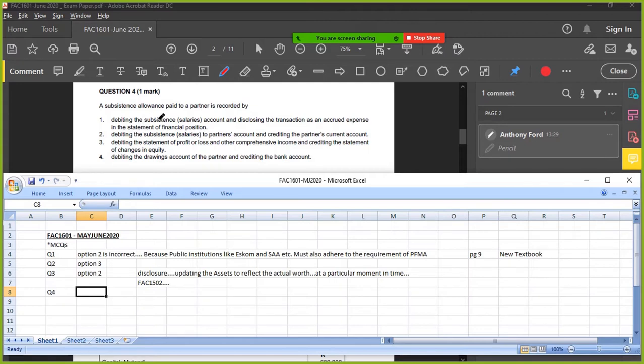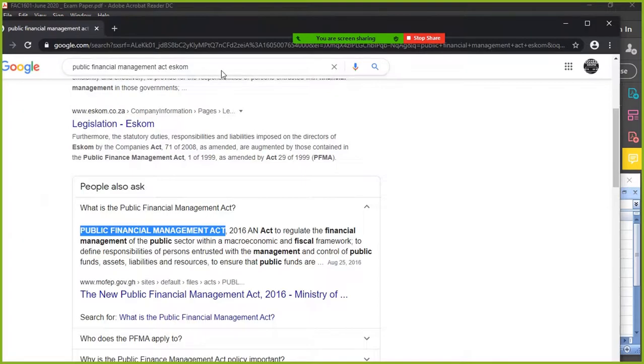A subsistence allowance paid to a partner is recorded by. Okay, so subsistence refers to something domestic, for their own purposes, for their private benefit. Is that like a subsistence housing allowance? Yeah, it could be seen as something like that. But subsistence would be more like your living expenses. So they might be paying for your water and light, or they might be paying for your fuel and expenses, that type of thing. Subsistence is more like living expenses, if that makes sense.